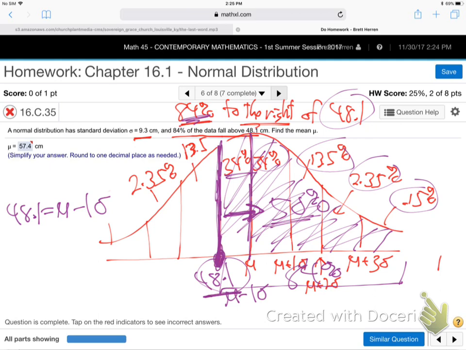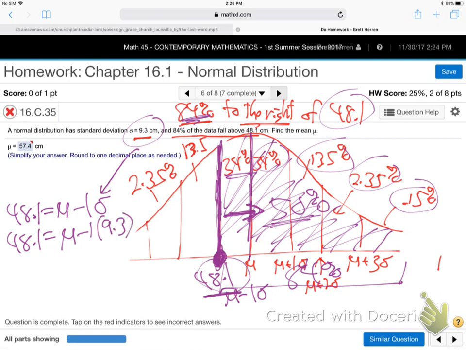Do y'all see how I came up with that? 48.1, the number down here, must be 1 jump to the left of the middle, because it has 84% to the right. So 48.1, which is a number on the bottom because it's not a percentage, must be mu minus 1 sigma. Okay, so what? Well, they gave me sigma right here, 9.3. So 48.1 is mu minus 1 times 9.3.